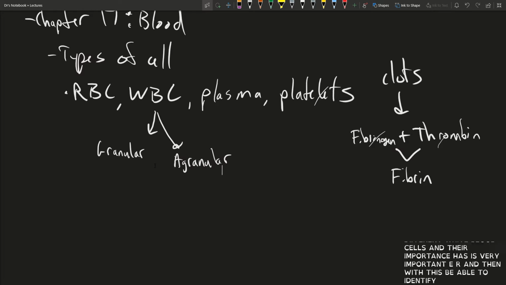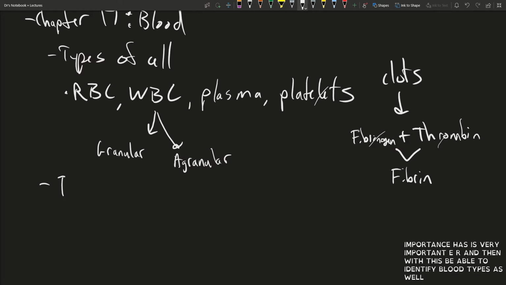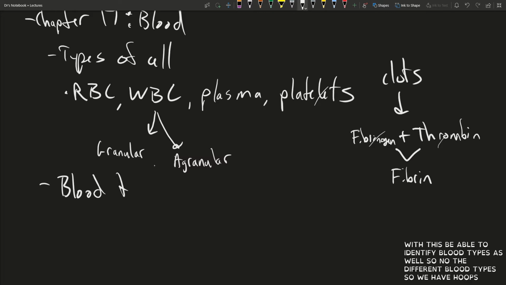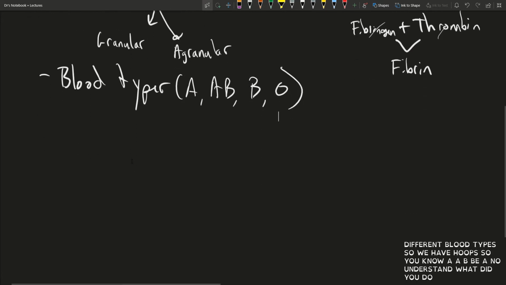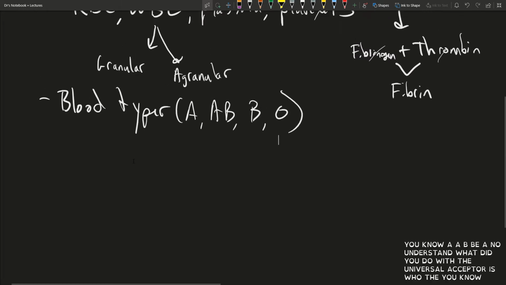And with this, be able to identify blood types as well. So know the different blood types: A, AB, B, and O. Understand who the universal acceptor is, who the universal donor is, and how we identify each.